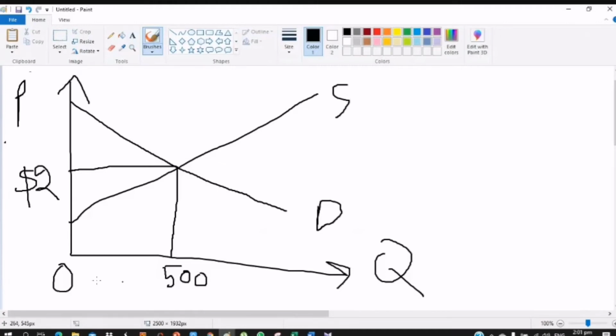New price is $3. $3 new price ebong quantity will be 300 units. So for this price there will be 300 quantity, 200 fewer than before.